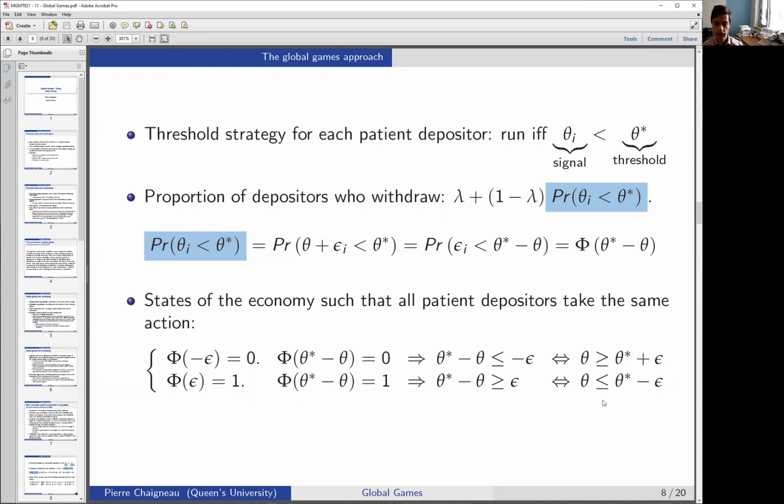Okay. So again, when theta is sufficiently low, all agents are going to withdraw their funding. And when theta is sufficiently high, all agents are going to roll over their funding. And of course, in between these two extremes, there's going to be some proportion between 0 and 1 of patient agents who are going to withdraw their funding.